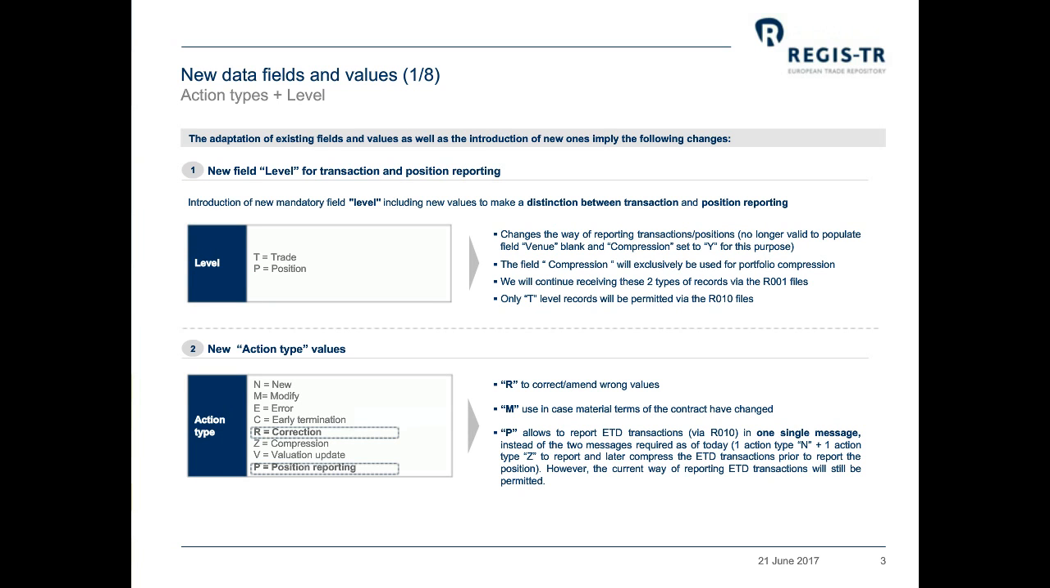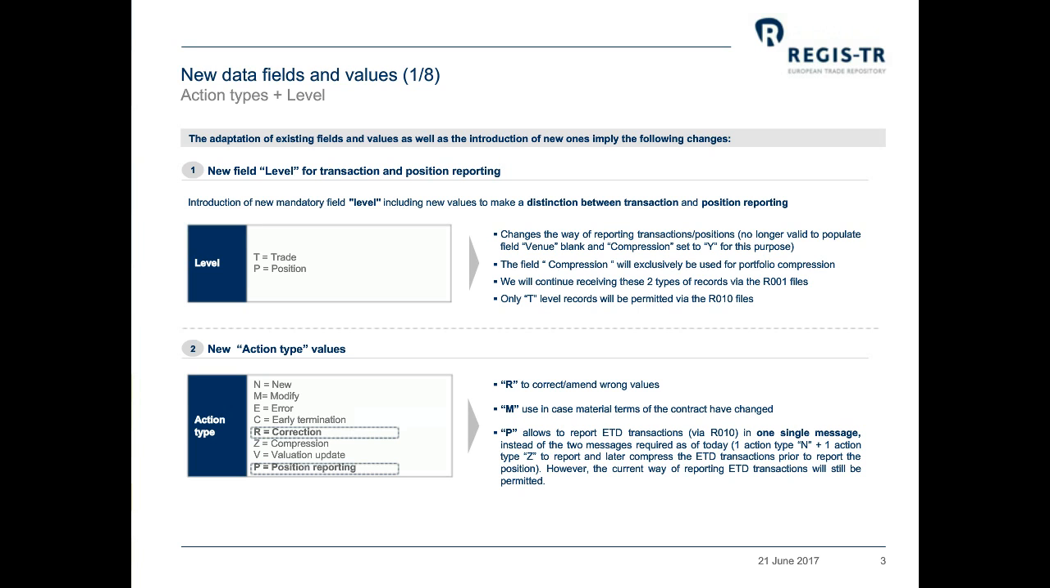There are also 2 new action types. R will be a new action type of the modification messages. From the revised technical standard onwards, the action type M has to be exclusively used to communicate a change in the terms of the contract, while the R should be used to amend or correct a reported value. The second new action type, P, will be an option in the EX messages, and the one to be used by those clients wanting to reduce from 2 to 1 message the ETD transaction reporting. The usage of this action type substitutes the EX message with action type N, plus the TE message with action type C.